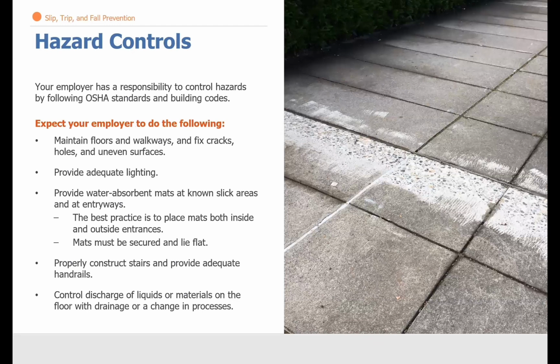For hazard controls, we as OHM are making sure that we are maintaining the floors and the walkways. We're fixing cracks, holes, and uneven surfaces, and we're providing adequate lighting inside and outside of our property. We're providing water absorbent mats at slick areas and at entryways. So again, these are the giant black mats we have by all the doors that lead in and out of our building. And then we have properly constructed stairs and provide adequate handrails.